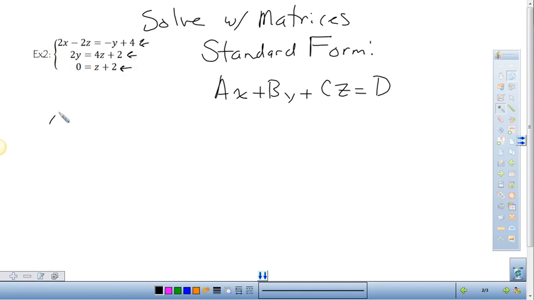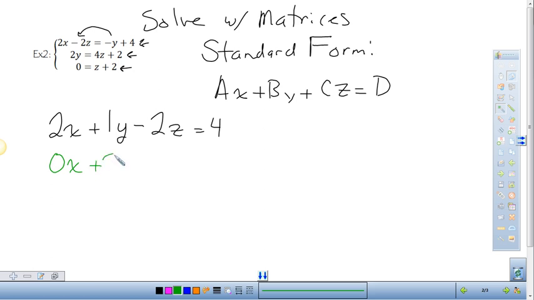So this guy's already got a 2x. I have a minus y, so I can add the y over to the other side, which would give me a plus 1y. I am going to put 1s in here, and you'll see why. It makes it a lot easier. Got a minus 2z, and that's going to equal 4. If you need to take these out separately and solve them algebraically, please do so, showing your work. Second guy here, no x's, so that's 0x. Yes, you need to write that in. Plus 2y minus 4z equals 2.